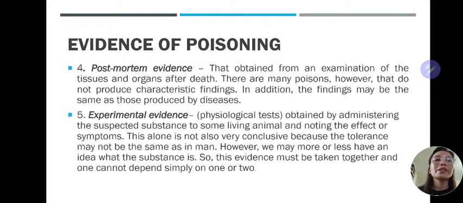Then we have experimental evidence or physiological tests. These are obtained by administering the suspected substance to some living animal and noting the effect or the symptoms. This alone is not also conclusive because the tolerance may not be the same as in man. However, we may more or less have an idea what the substance is. So, this evidence must be taken together and one cannot depend simply on one or two.